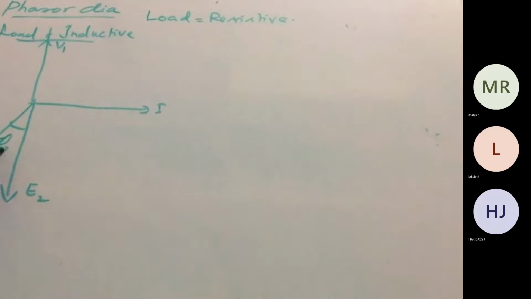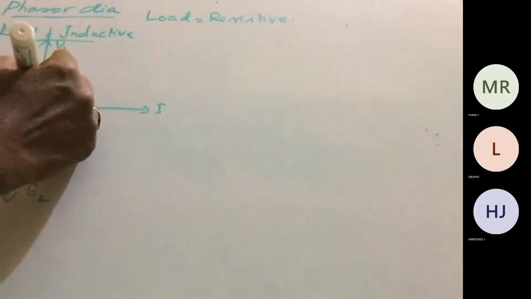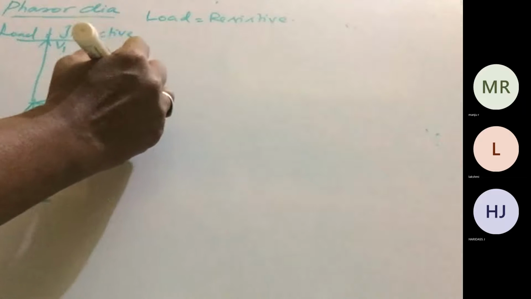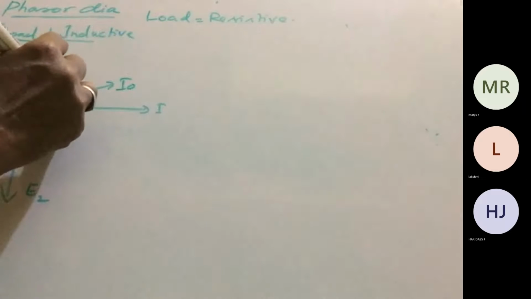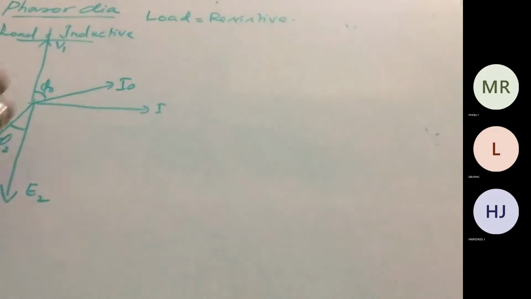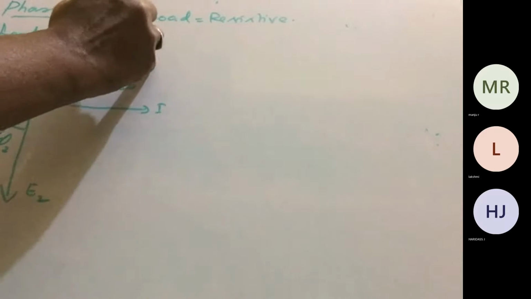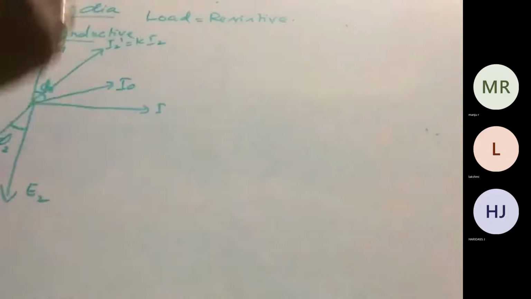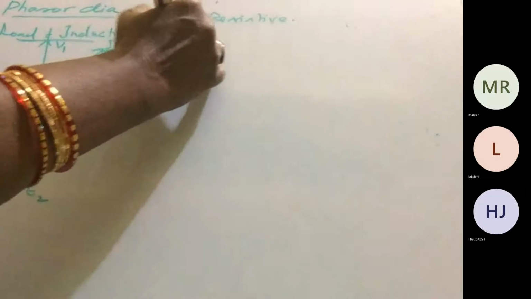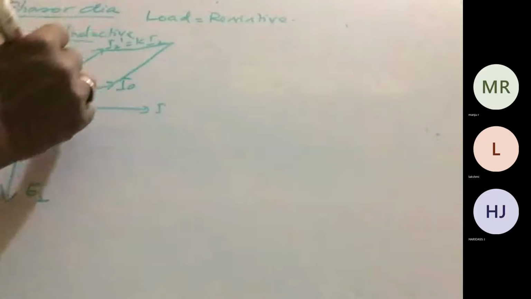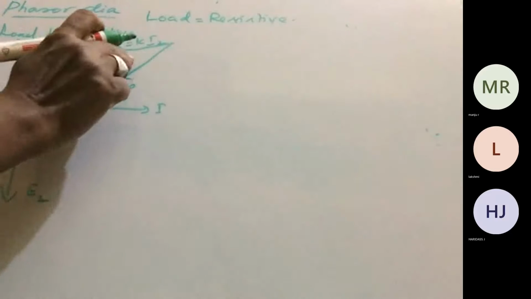Okay. So in that case, you have to project I2 towards the primary side. Already we know I0, which lags an angle phi naught with V1. So you have to project I2 to the primary side. So we are getting I2 dash equal to K into I2. Now you should draw the parallelogram with the magnitudes from 0 to I0 and 0 to I2 dash. So now we are getting I1.